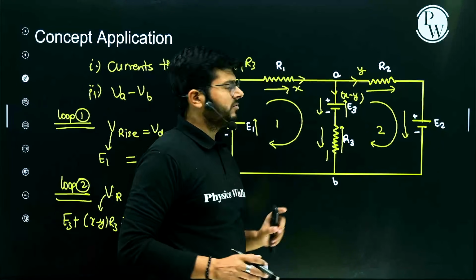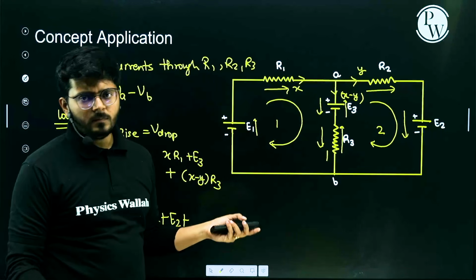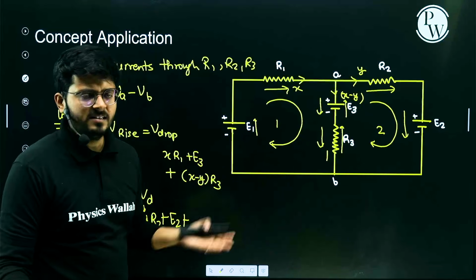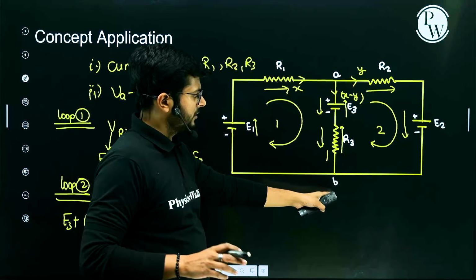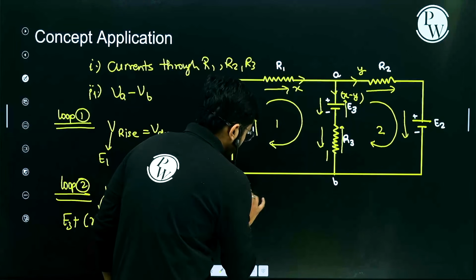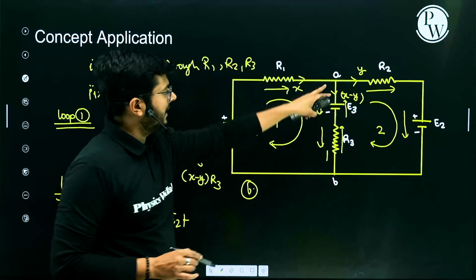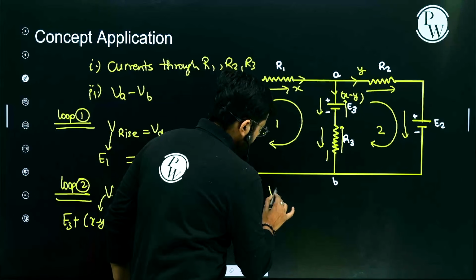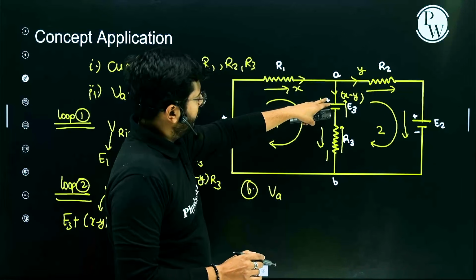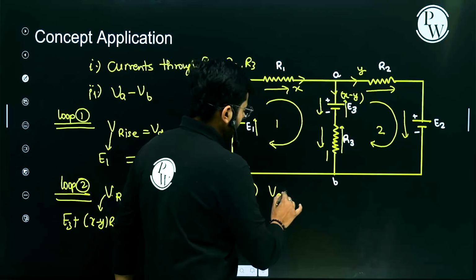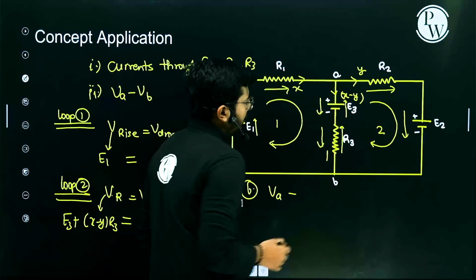For VA minus VB, you can simply do the same analysis. You can just start from A and move towards B. So in the second part, you have to find the VA minus VB. Start from this point, VA. Then you are moving from positive to negative. So what will happen? Potential drop you will observe. How much potential drop you will observe?